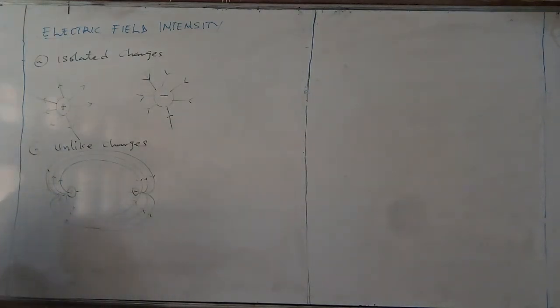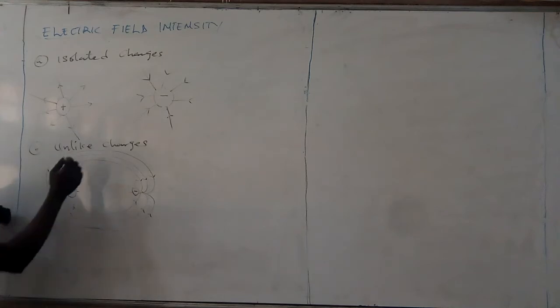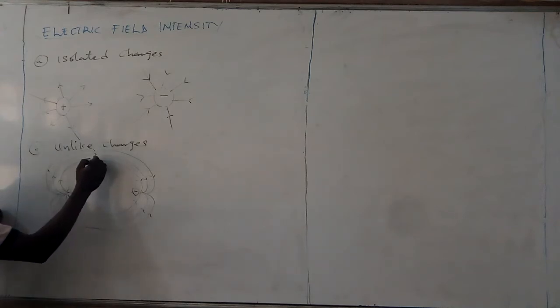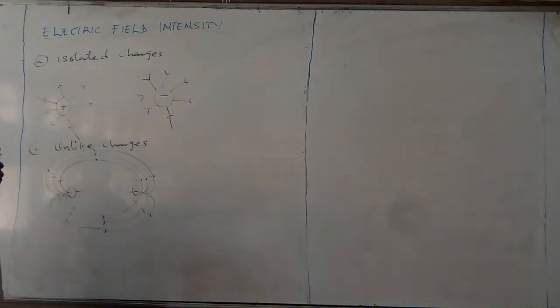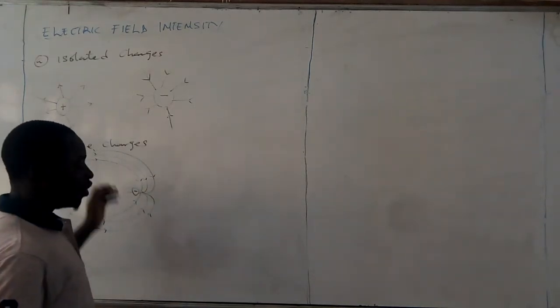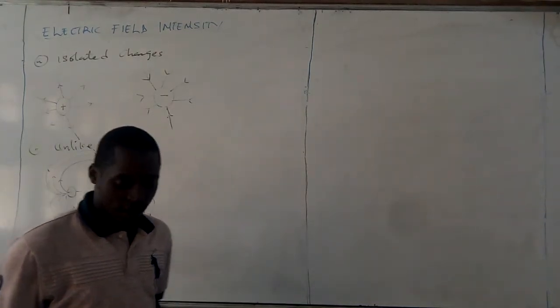So that is, if you have two unlike charges, the positive charge and the negative charge, we see that the field will be moving in this way. They will be moving from the positive toward the negative. So this is the isolated charge and the unlike charge, and we can also have the like charges.